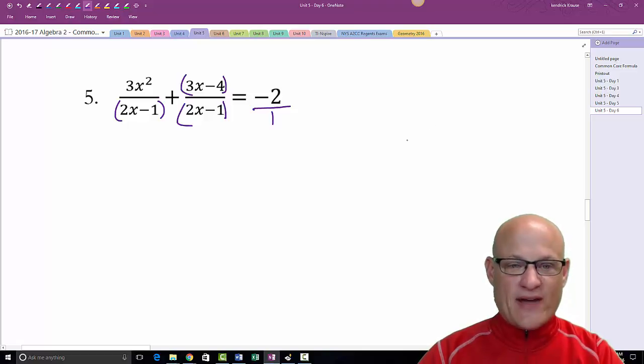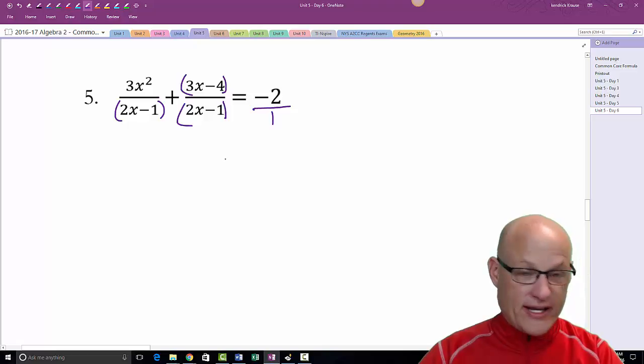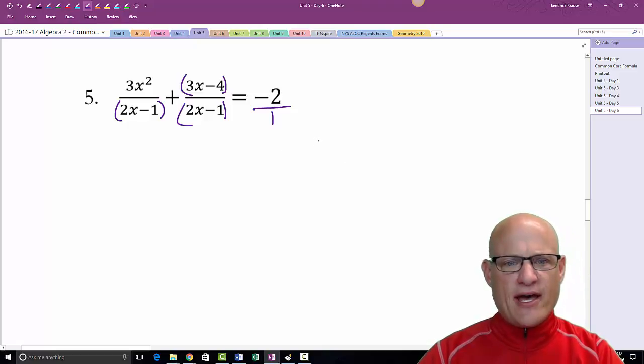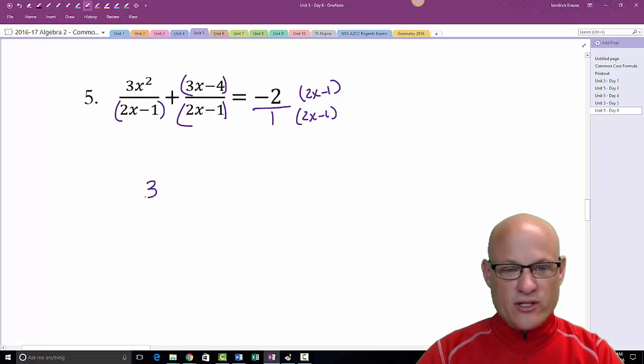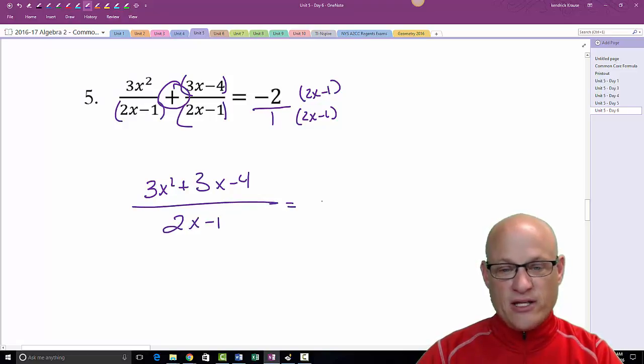One of the steps I said was to factor, but I haven't had a problem where I had to factor yet. On the next problem I will. And then find the common denominator. Well, the common denominator must be clearly 2x minus 1. So I'm going to have to multiply this denominator times 2x minus 1. And this denominator times 2x minus 1. Now on the left, they already have the common denominator, so I can put all that stuff together. 3x squared plus 3x minus 4 all over 2x minus 1 is equal to, the denominator here is just 2x minus 1.